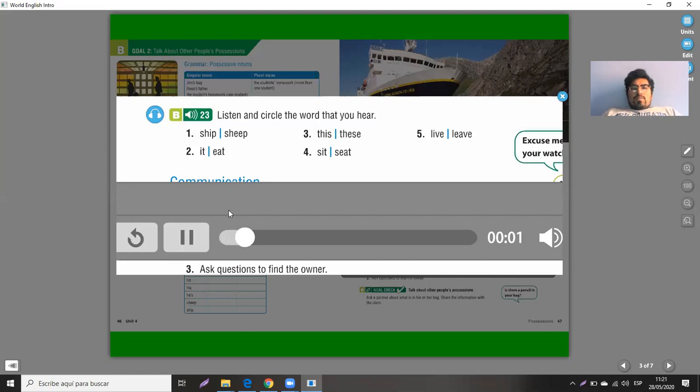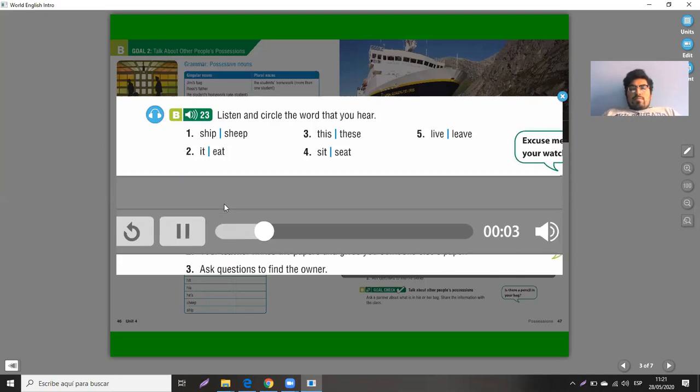1. Sheep. 2. Eat. 3. This. 4. Seat. 5. Live.